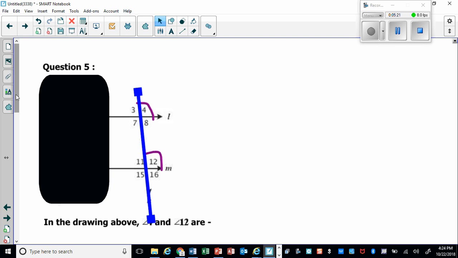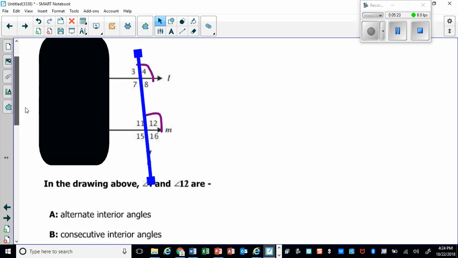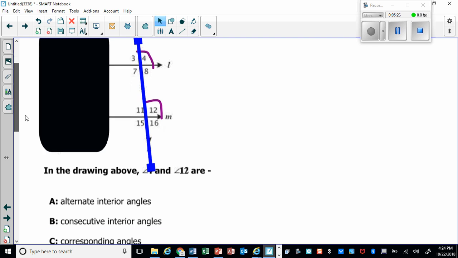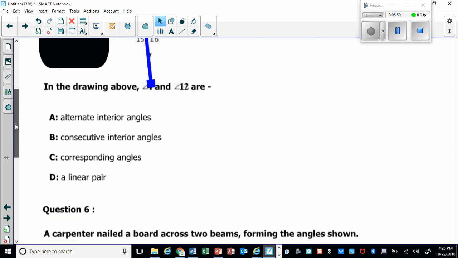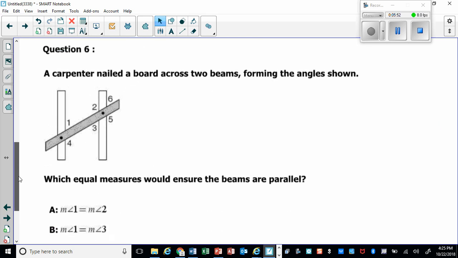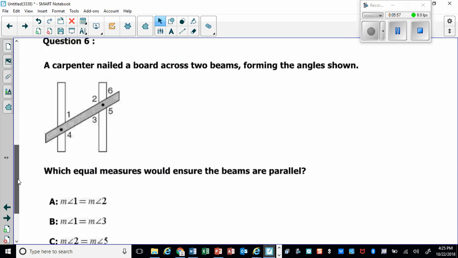So you can clearly see it, right? And what's the name for it? Are they alternating? You can't say they're alternating. They're both on the same side of the transversal. Consecutive, are they both interior? They are? 4 is on the top. Corresponding, yes. Out, 1 is in, and they're on the same side of the transversal.